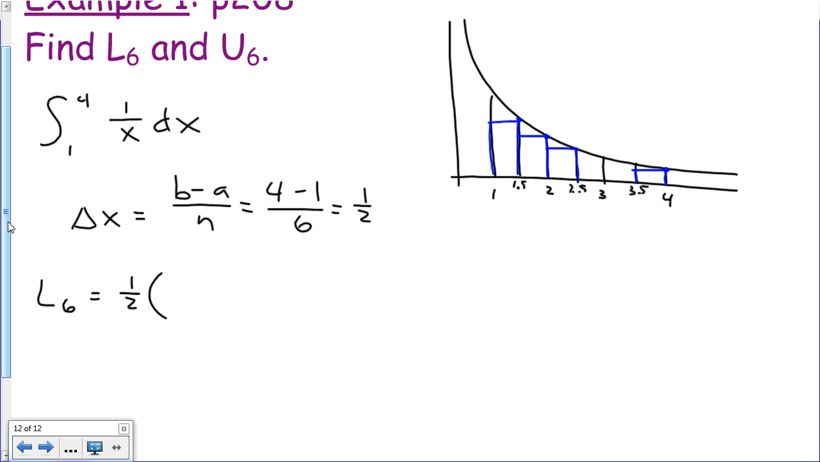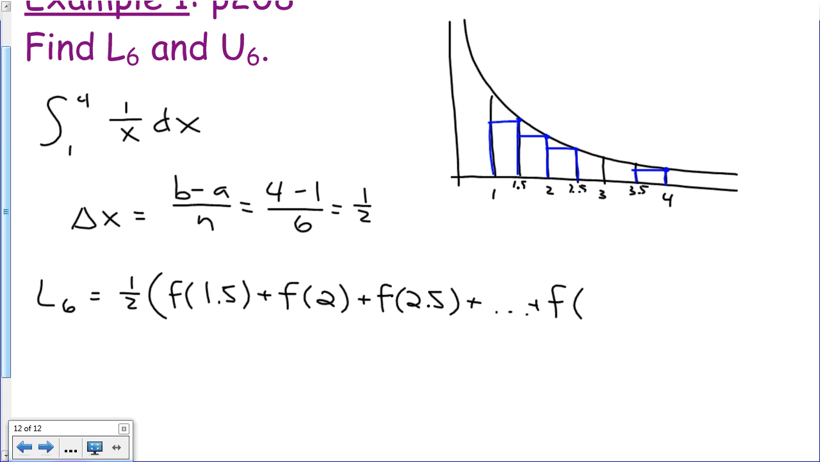But now I can see what y values I have to calculate. I don't have to worry about what's happening at 1. Notice I didn't use the value of x equals 1 to determine the height of that first rectangle. It's at 1.5. So it's my function at 1.5 is the first y value, plus my function at 2, plus my function at 2.5, and since these are always on the right-hand side, once I know my first value, 1.5, adding my delta x, the 0.5 gives me the rest of the x values that I need, all the way up to my function at the very last value, which is at 4.